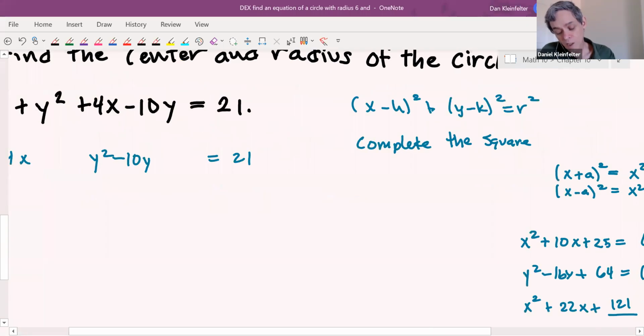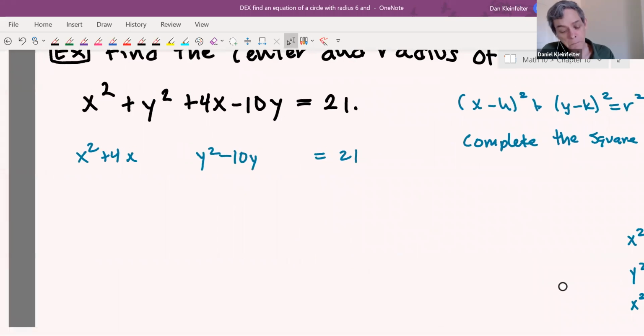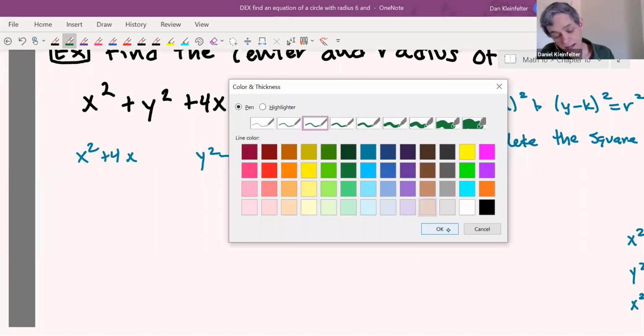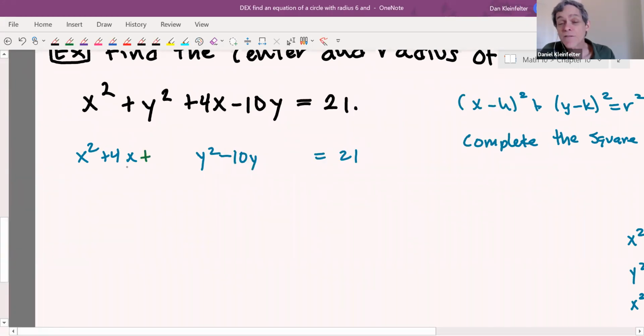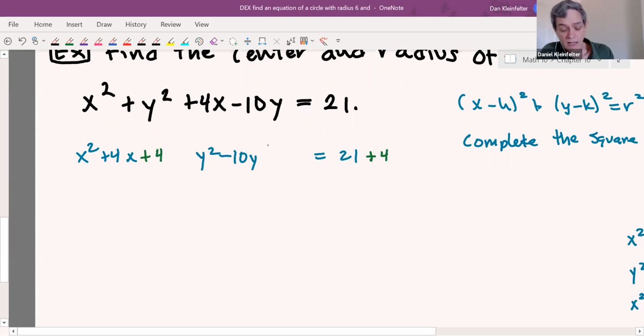Going back to what we were doing with completing the square, if we want to make perfect squares out of this, for x² + 4x, we need to think about what we would have to add to make that a perfect square. Half of 4 is 2, 2 squared is 4. We'd have to add 4 to it. Of course, to preserve the equality, we're going to add 4 to both sides of the equation. For y² - 10y, half of 10 is 5, 5 squared is 25. We'll be adding 25 to both sides of the equation.